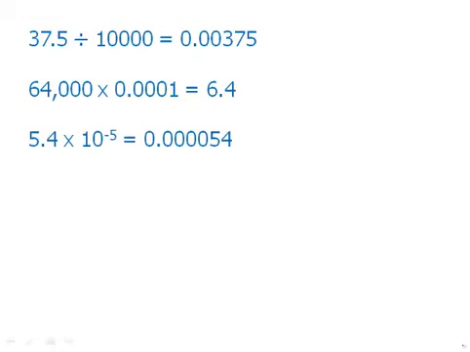5.4 times 10 to the negative 5th. This again is scientific notation. It starts out between the 5 and the 4. It moves 5 places to the left, so we wind up with 4 placeholding zeros.